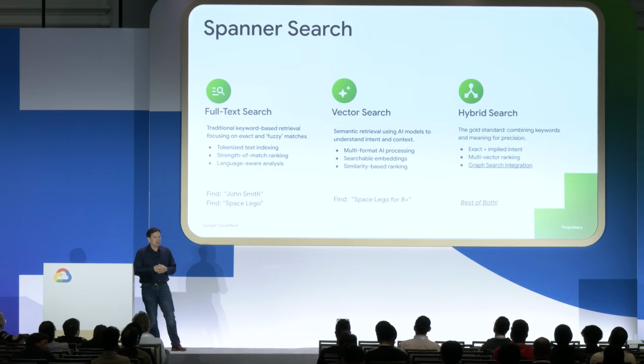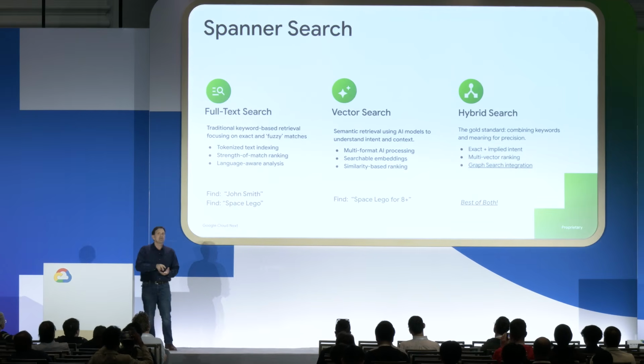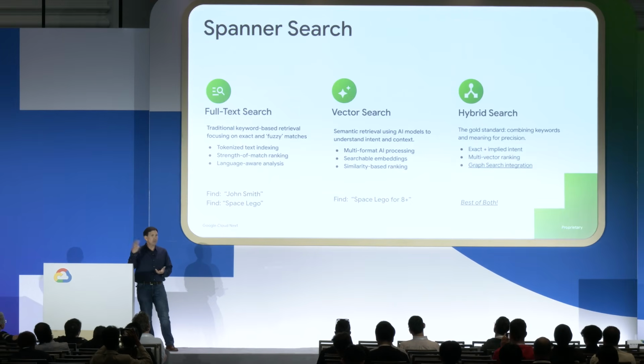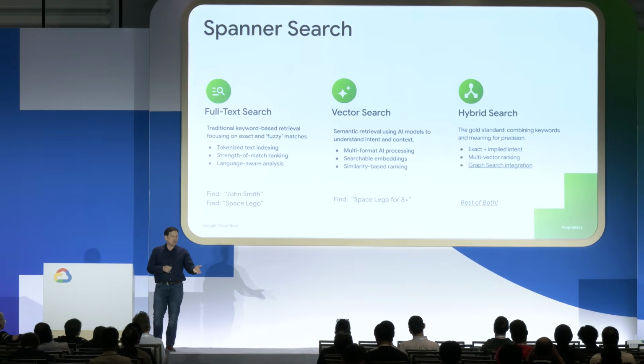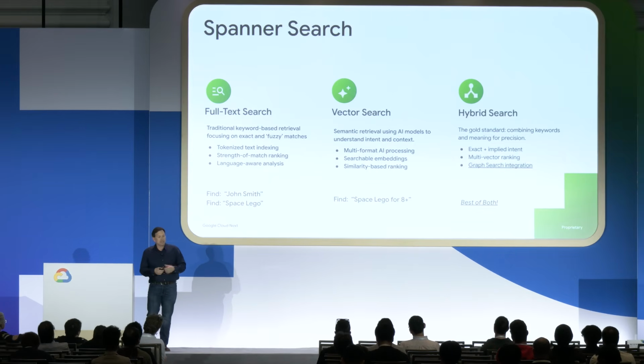Vector search allows you to use AI to, again, understand the meaning of your stored data, and then search based on the context of the query. And I have an example here, space Lego for 8+. That's a common thing somebody might type in searching for some kind of product, and vector search works very well for those kinds of searches.